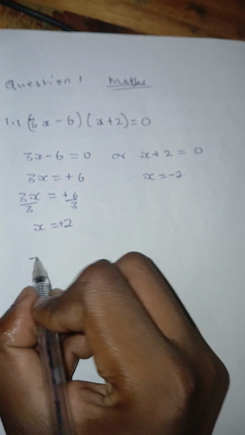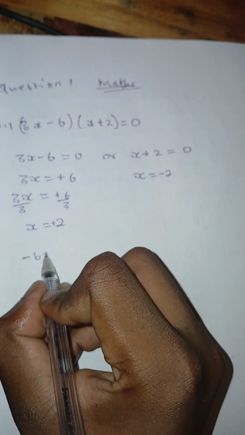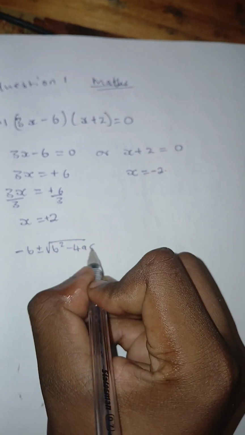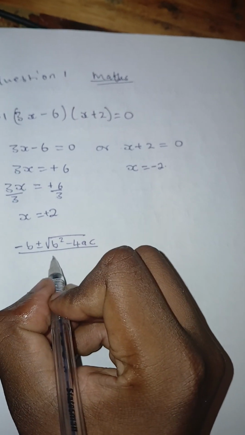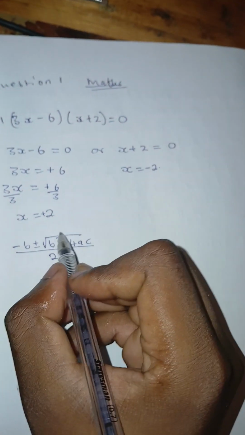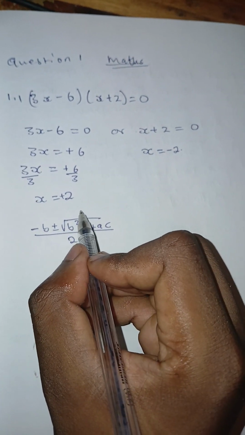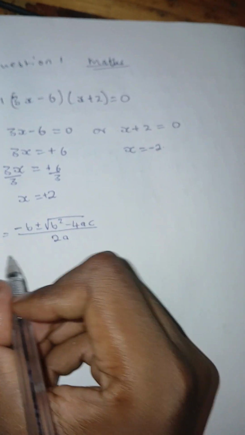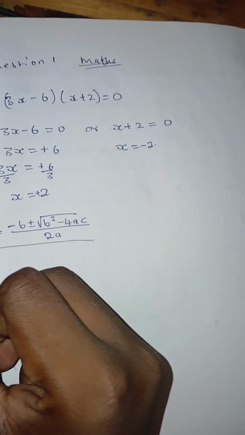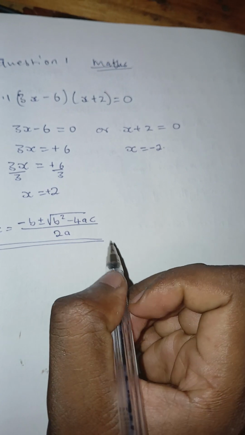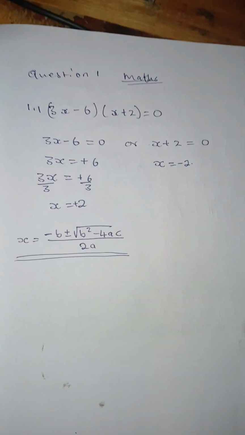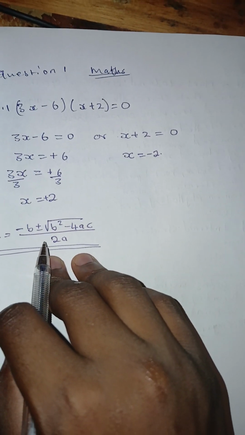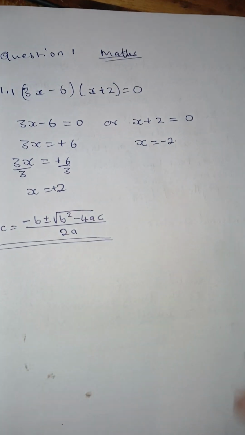There's another way that we can do this, by the quadratic formula. The quadratic formula is x equals negative b plus or minus the square root of b squared minus 4ac, over 2a. Guys, this formula is very helpful. You should know this formula. You can solve everything with this formula. This is the key to passing mathematics tests.